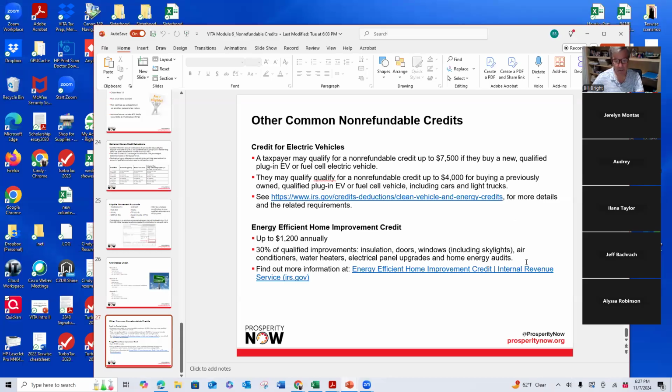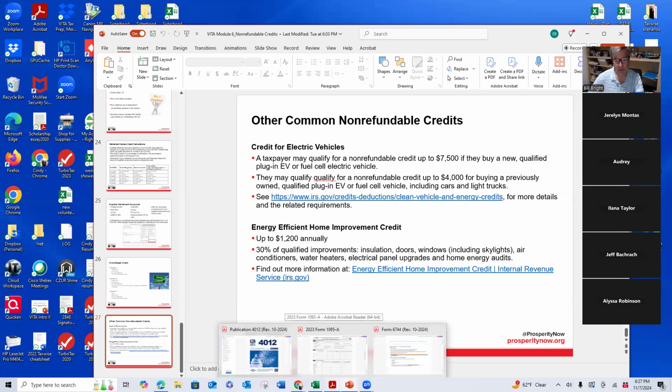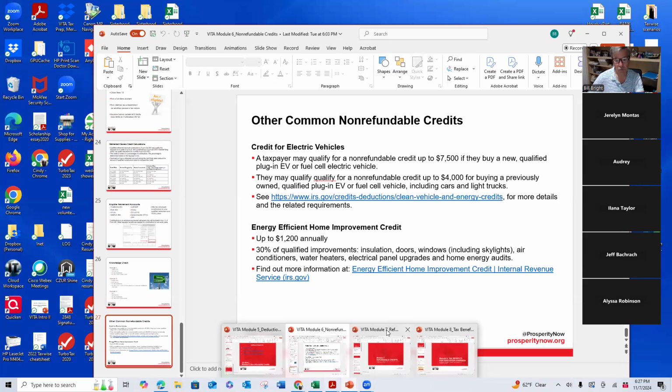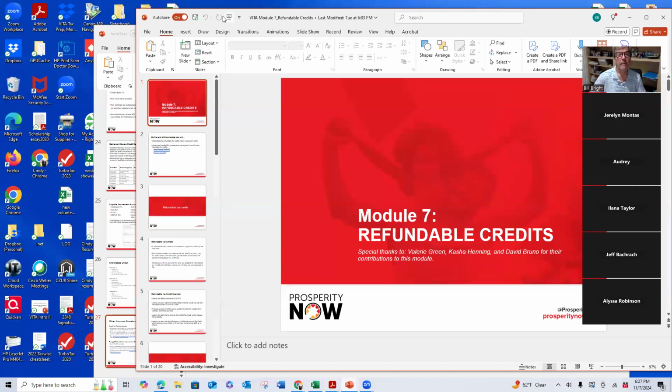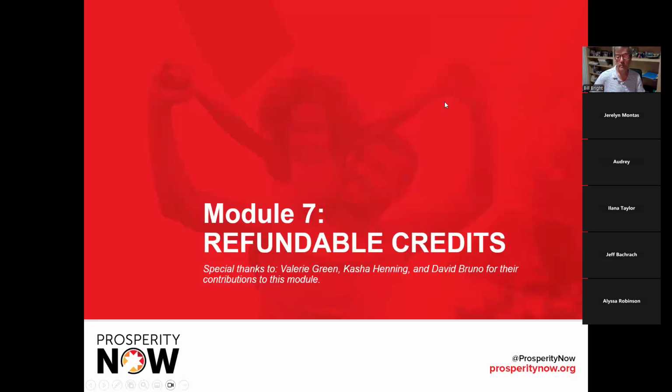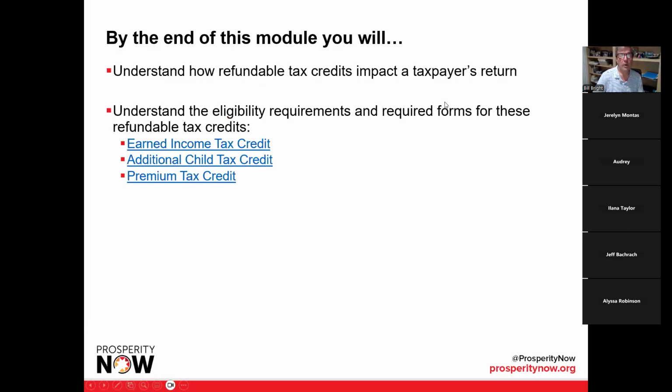Okay, now we move on to refundable credits. Here we go. All right. This is the fun one. So again, there are three primary refundable credits: the earned income tax credit, the additional child tax credit, and the premium tax credit, which relates to people purchasing health insurance on the marketplace.